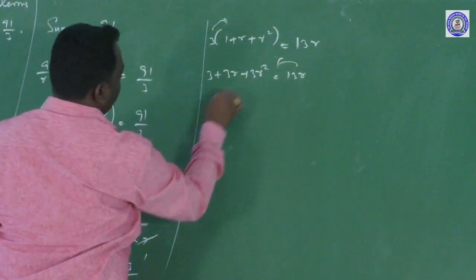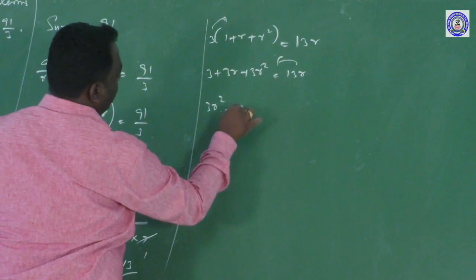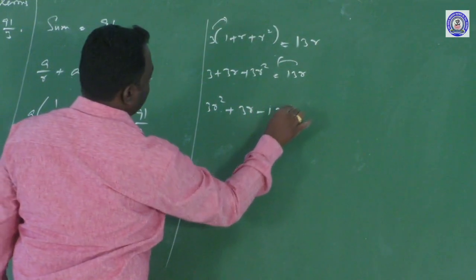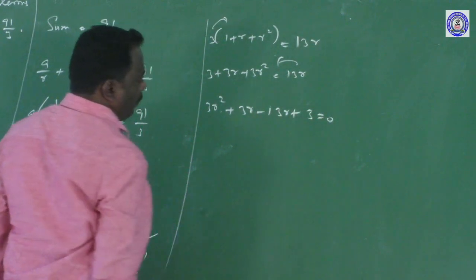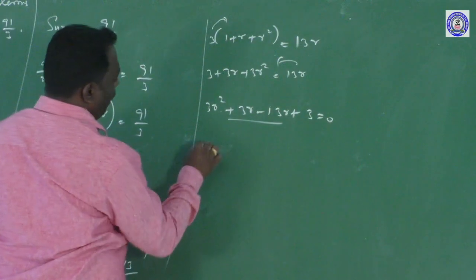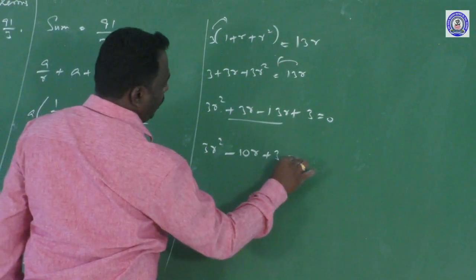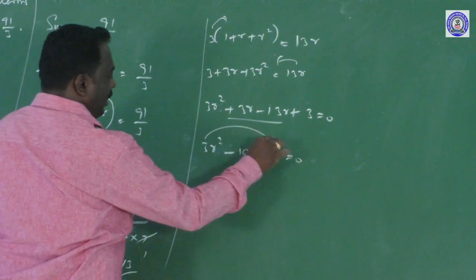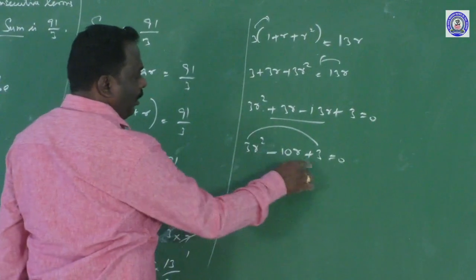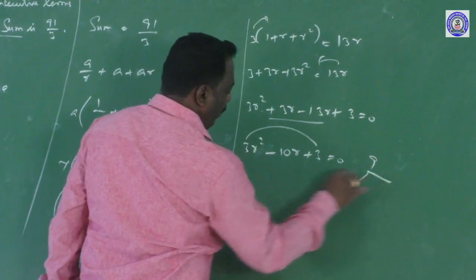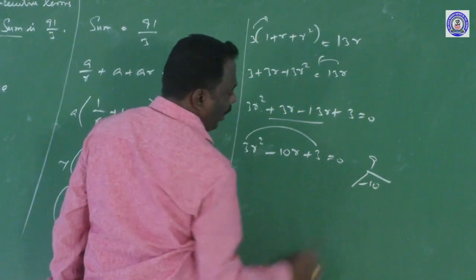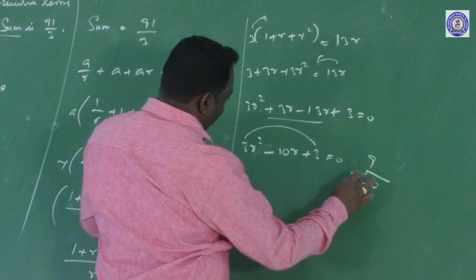Transfer this term. The first term is 3r square plus 3r, transfer minus 13r plus 3 is equal to 0. Now simplify: 3r square minus 10r plus 3 is equal to 0. Now we want to factorize. Just multiply the terms 3 into 3 equal to 9, and then we want to get the middle term equal to minus 10. What are the two terms?